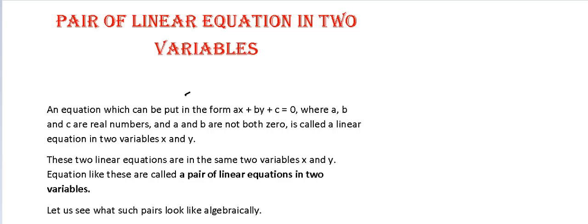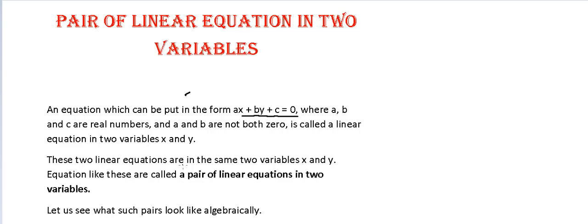ax plus by plus c equals 0. This is your linear equation. Now this is a linear equation because a straight line is formed using this equation. It is ax plus by plus c equals 0. We have studied how these equations are plotted on a graph, right? Now we'll move forward and see what is a pair of linear equations in two variables.